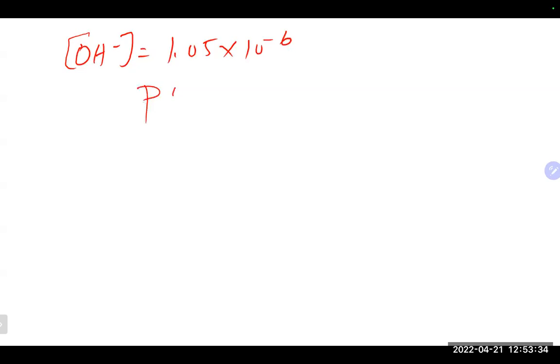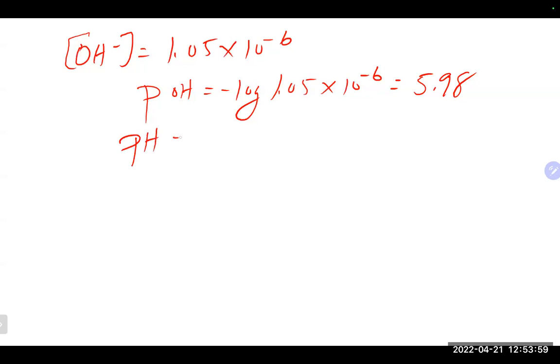That allows us to go into our POH, which gives us, I punched that in right here on the calculator. Looks like a 5.98 on the POH. That means our pH here would be 14 minus 5.98.